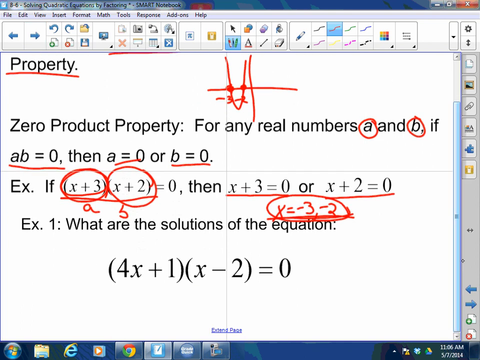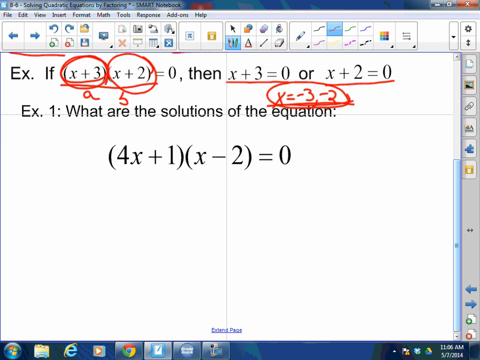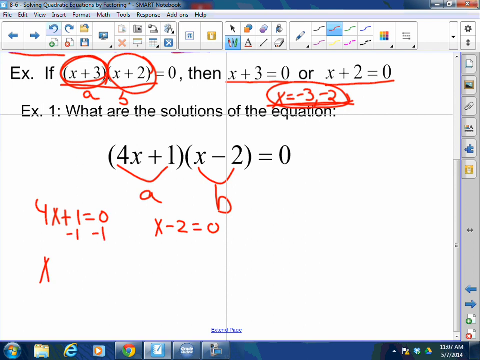For example, what are the solutions of the following equation? They already gave it to you in factored form. Well, this is my A, this is my B. In order to solve this, you have to use the zero product property. So that means you set 4x plus 1 equal to 0, and x minus 2 equal to 0. So in this case, subtract 1 from both sides, divide by 4. So x will equal negative 1/4, and x would equal positive 2.